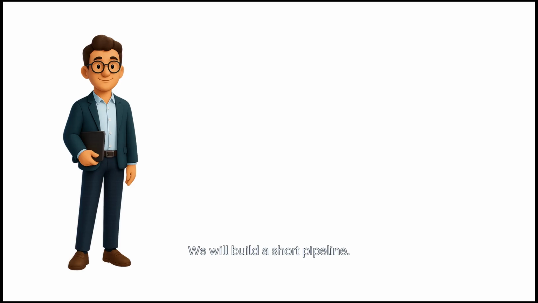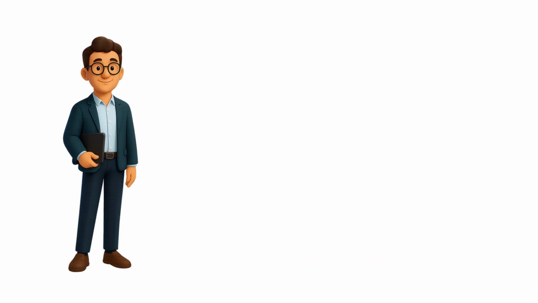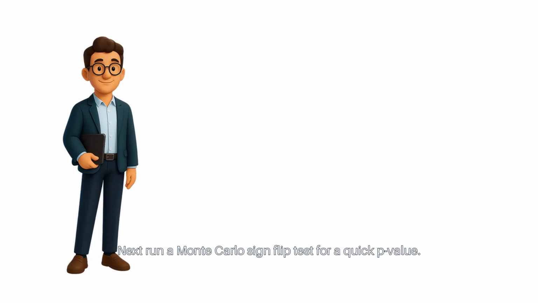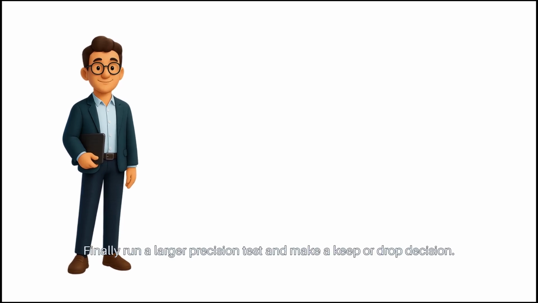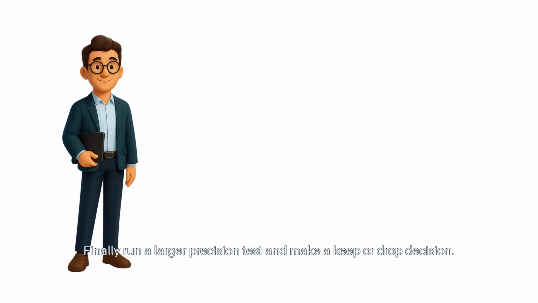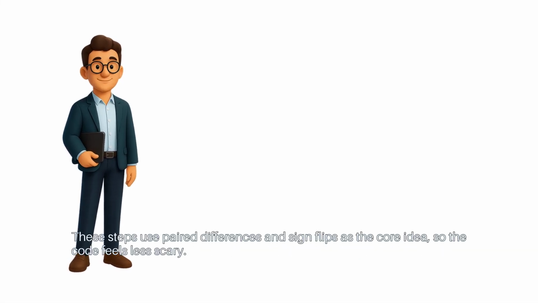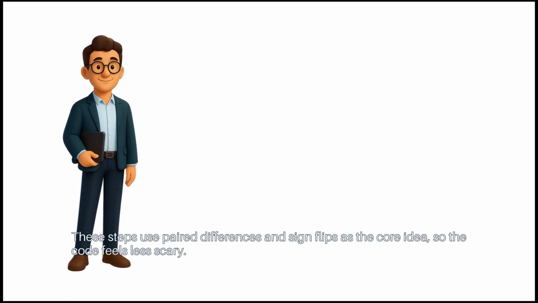We will build a short pipeline. First, compute the raw accuracy gap. Then, make per example win-loss entries. Next, run a Monte Carlo sign flip test for a quick p-value. Then do an exact enumeration over disagreements when possible. Finally, run a larger precision test and make a keep or drop decision. These steps use paired differences and sign flips as the core idea, so the code feels less scary.